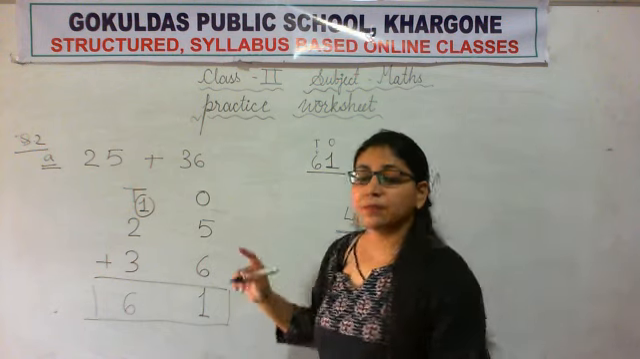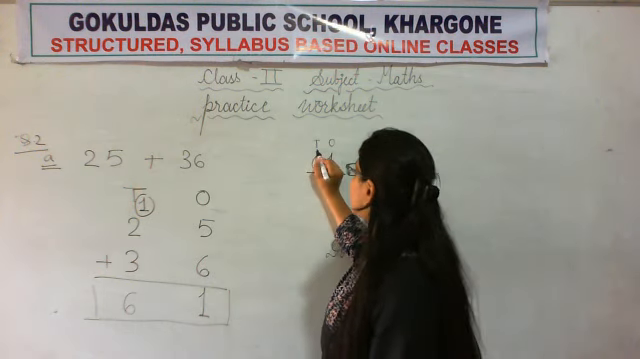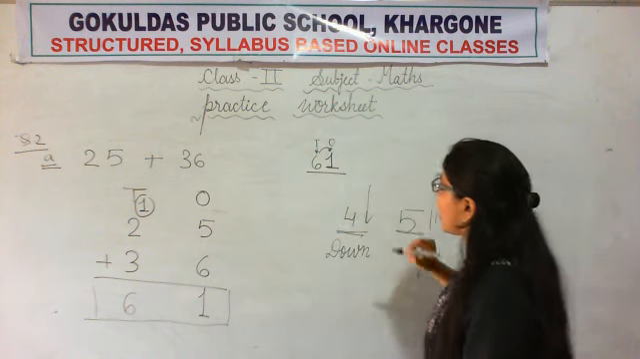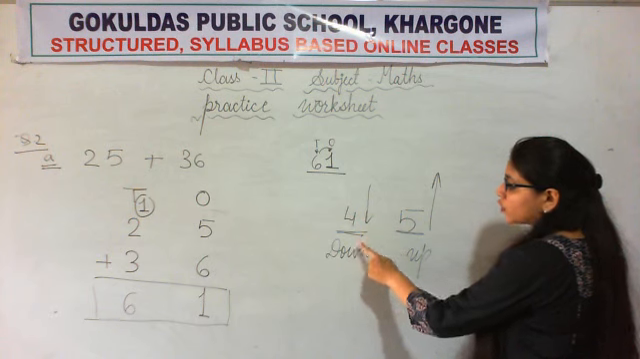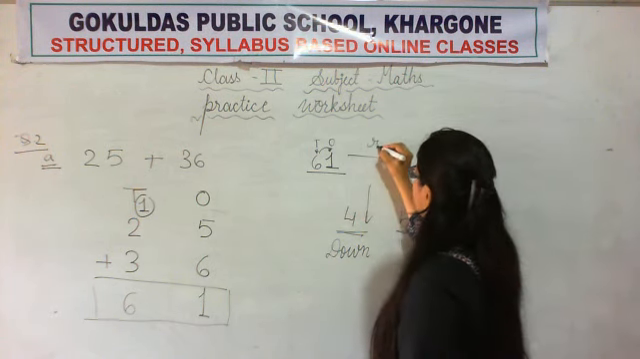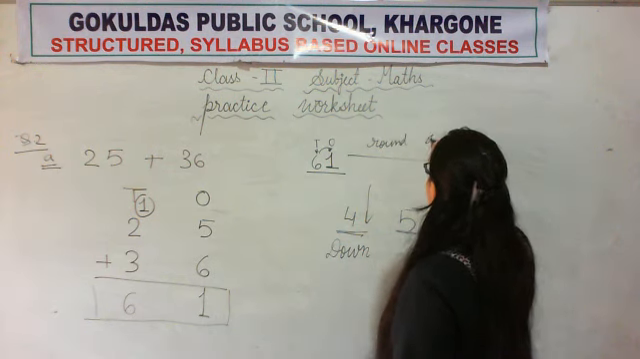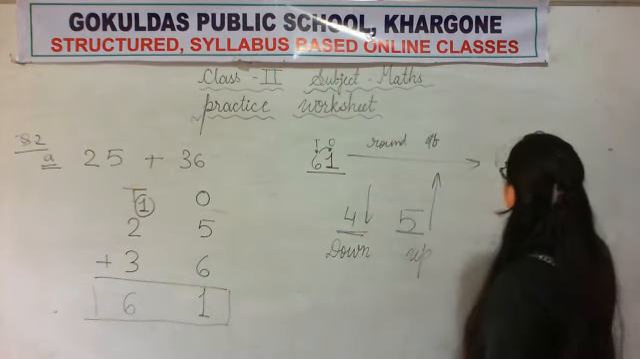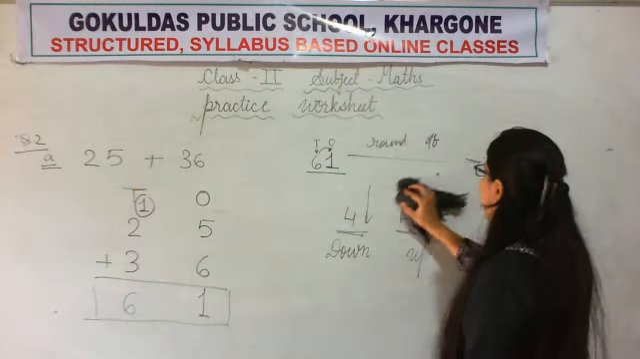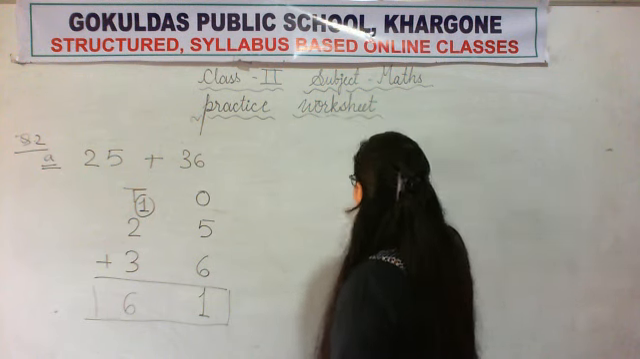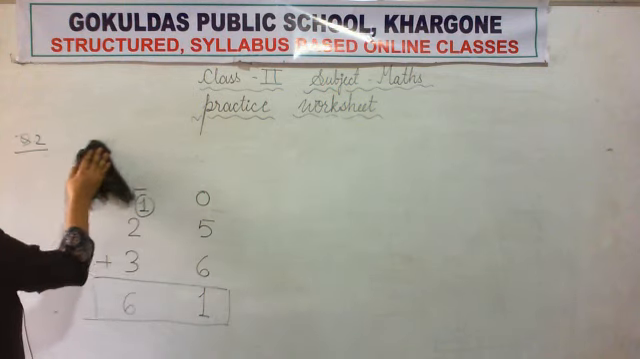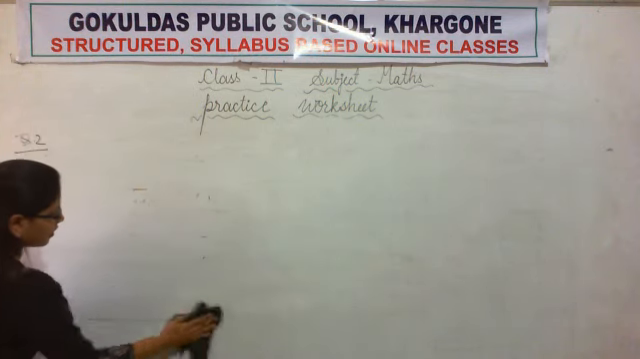Okay, so which place do we see if we are asked to round off to the nearest 10? We will see the number right to it. So we will see the number 1. 1 is lesser than 4, so we will round down. So after rounding off 61, we will get 60 as the answer. So our sum was 61 and the rounded off answer was 60.